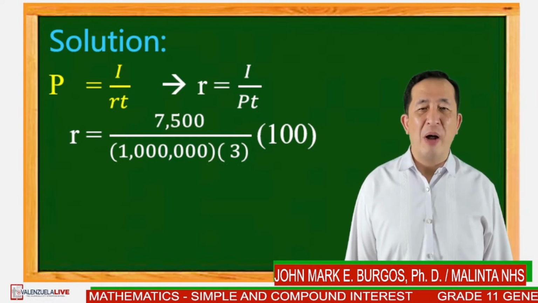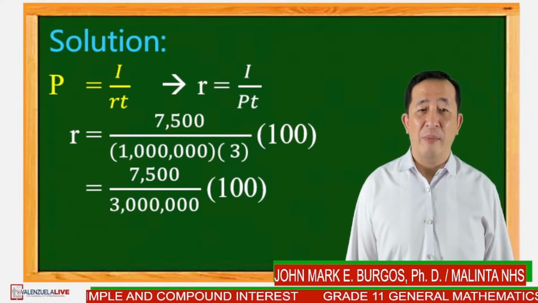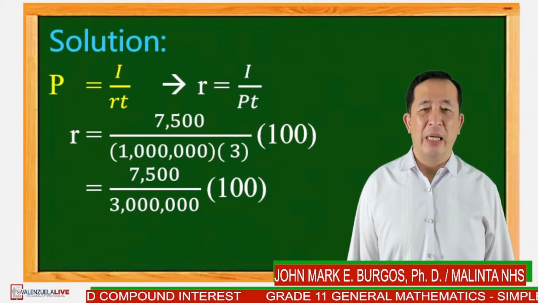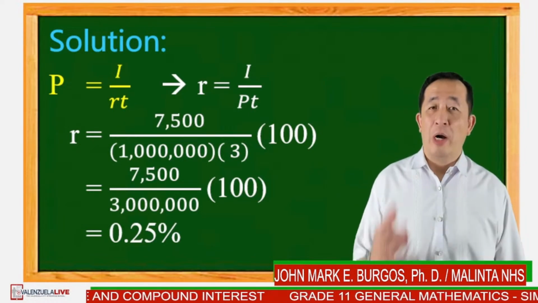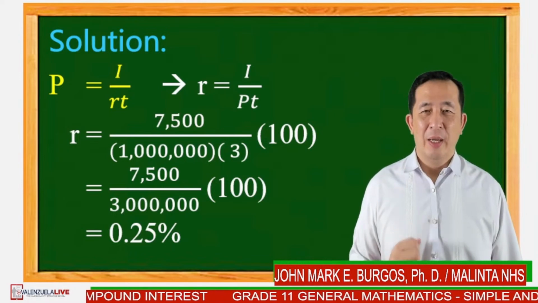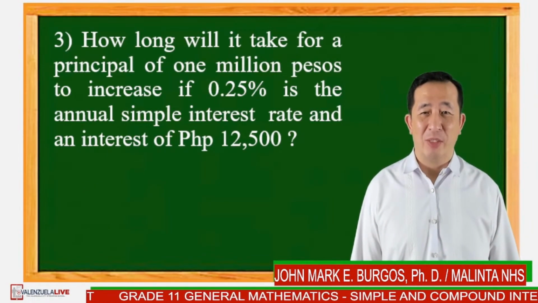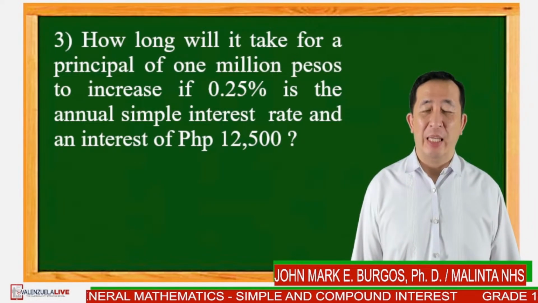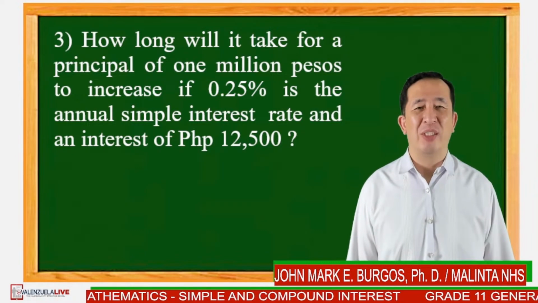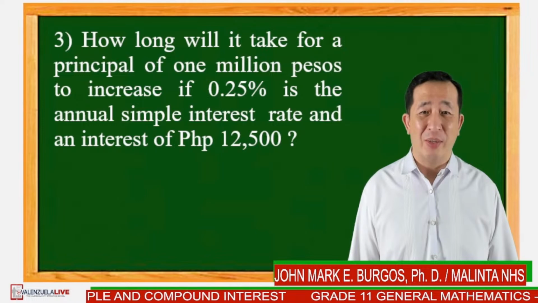So 7,500 divided by 3 million times 100, the answer is 0.25%. For our third example, how long will it take for a principal of 1 million pesos to increase if 0.25% is the annual simple interest rate and an interest of 12,500 pesos?